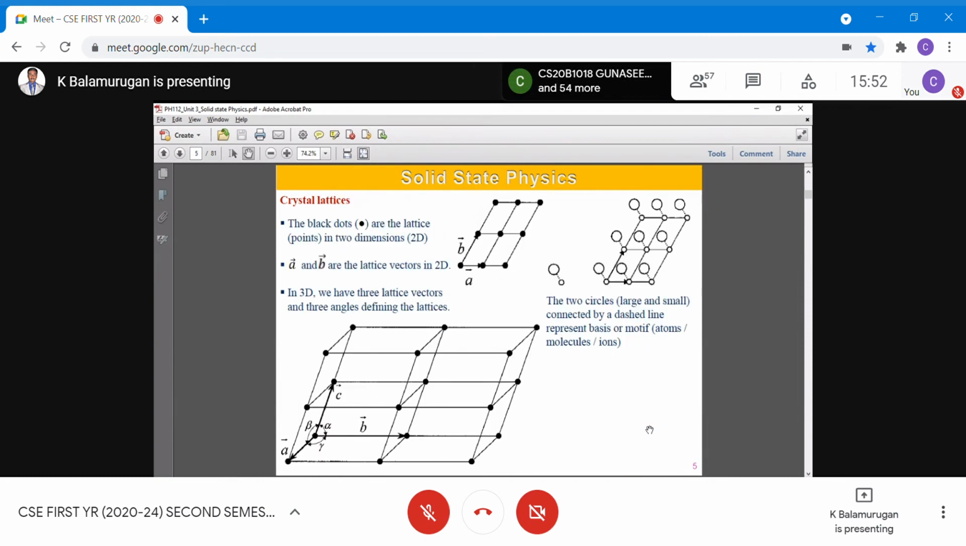Okay, do you see slide number 5? Yes, sir. Okay, so this is about crystal lattices.